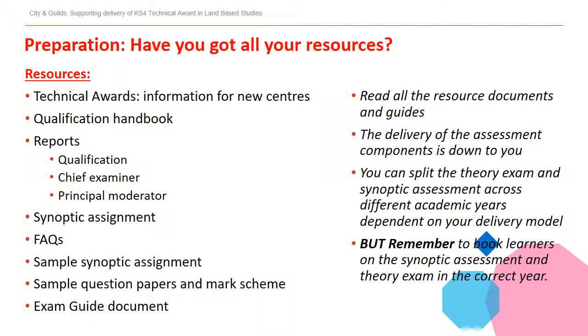In addition to generic resources like the technical awards information for new centres, we also have materials more specific to the qualification being run on its own webpage. When going onto the City and Guilds website, search for 0170 and select the 0170 programme from the list of options provided.